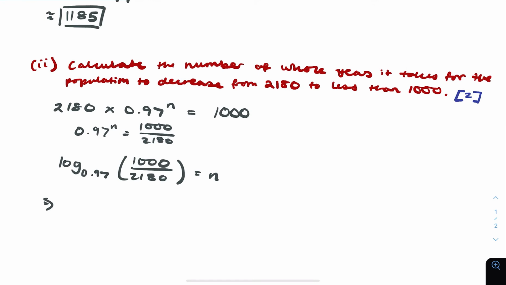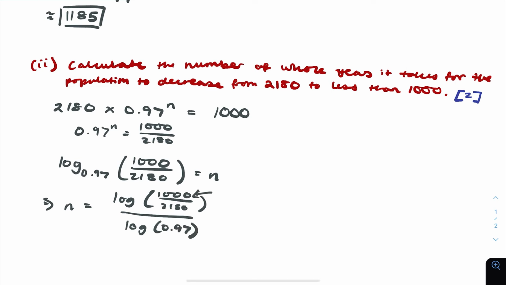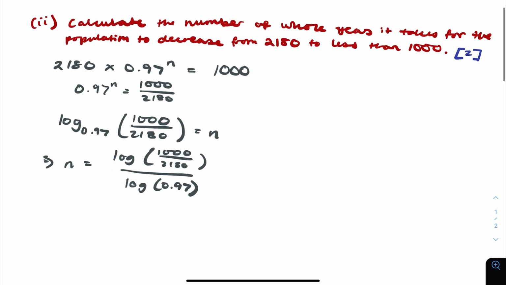However, let's assume that we don't have the graphing calculator. And also with the graphing calculator, I don't think we're allowed to change the base. So it's better if you know the change of base rule. So the change of base rule, as I said in the logarithms video, means that n is equal to log of 1,000 over 2180 divided by log of 0.97. And I've left this as a fraction so that we don't have to truncate or get numbers that aren't the exact value of what they should be.